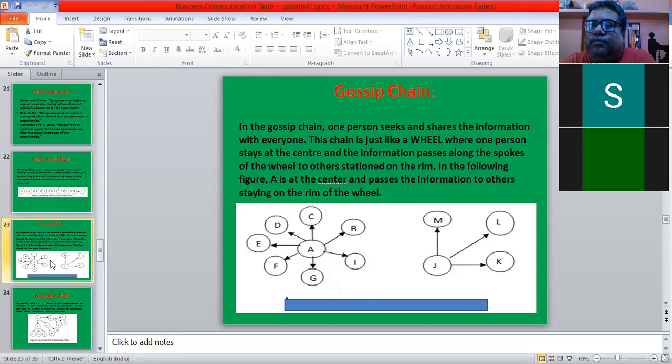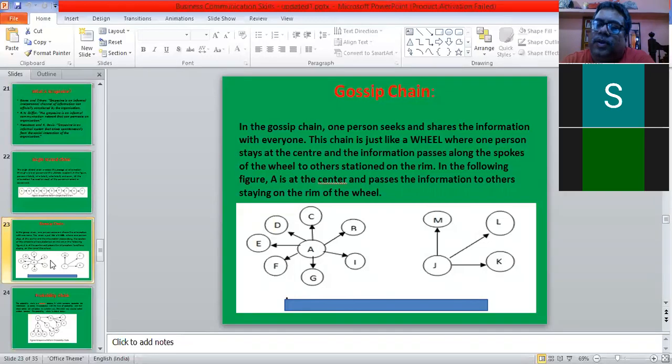Then you have the gossip chain where you have one person who is the center of attraction, and you have the others as if seated around him on the rim of a wheel, and he goes and shares information to each and every one of them, and they will also give their feedback, of course, in the process. So this again is a common format which we observe in families, society, in local communities. You will see the para dada sitting like this, along with all his assistants.